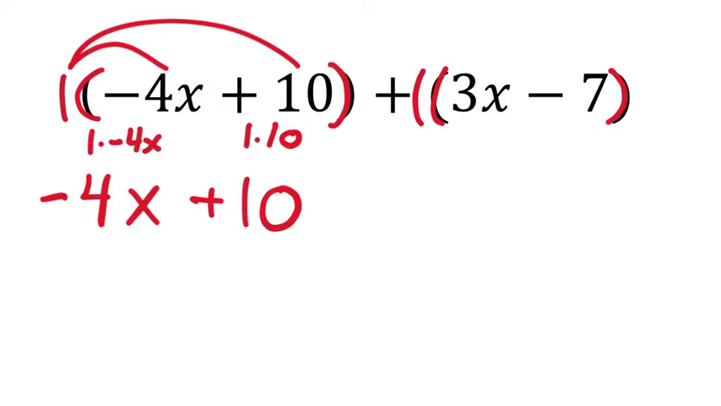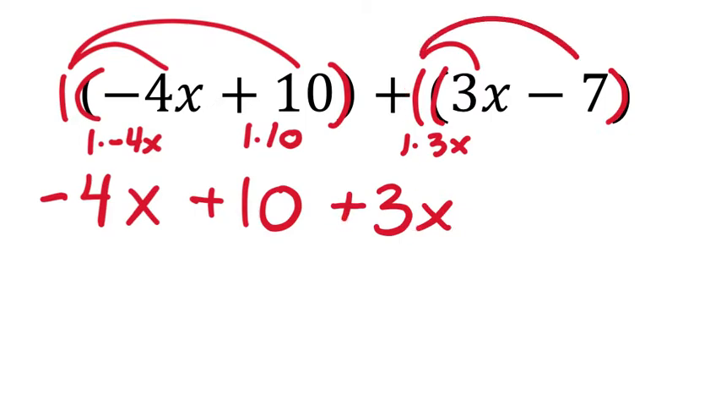Now over here for the second one, I'm distributing this 1 to the first, just the 3x, so that's 1 times 3x's, which results in +3x. So I do need the plus sign there to indicate that this term is positive 3x. And then I distribute the 1 to the -7, so that's 1 times -7. Remember that distribution is multiplication, so that's why we're multiplying these. 1 times -7 is -7, okay?